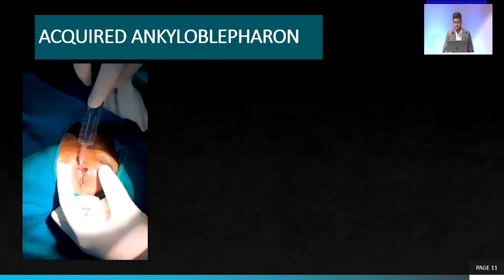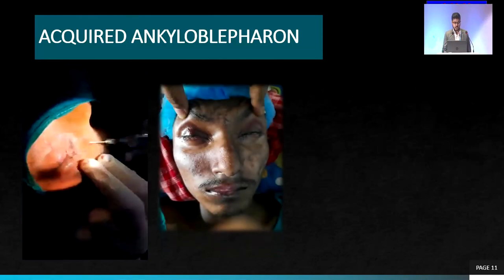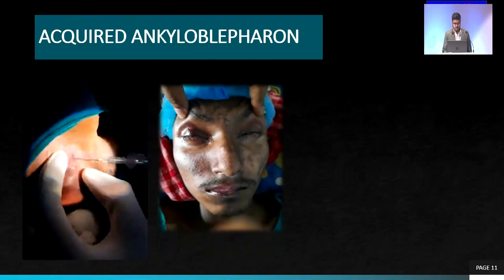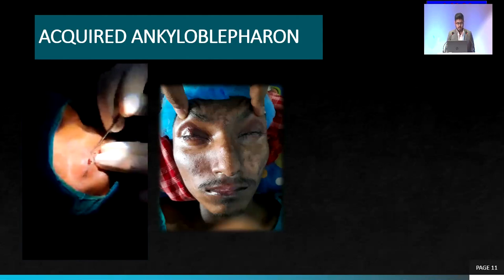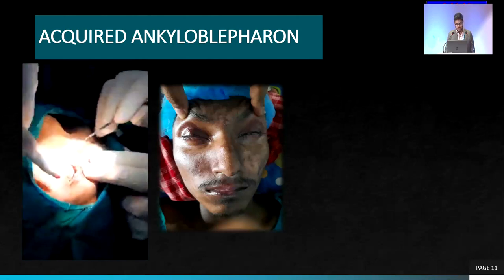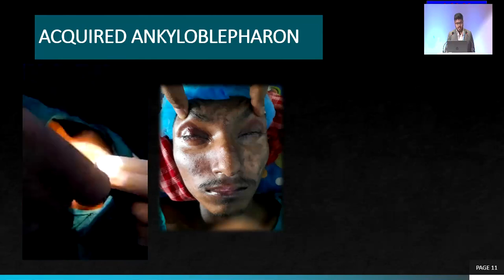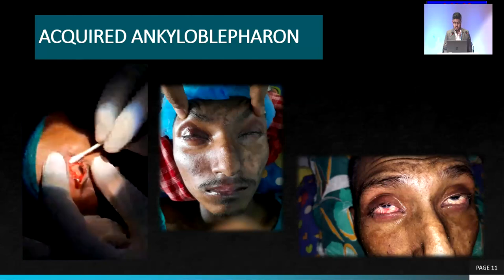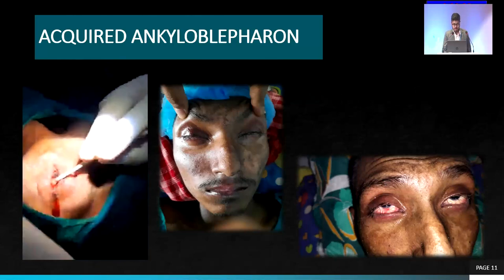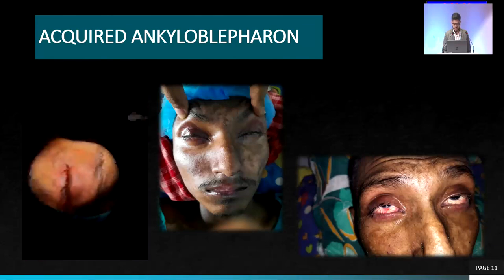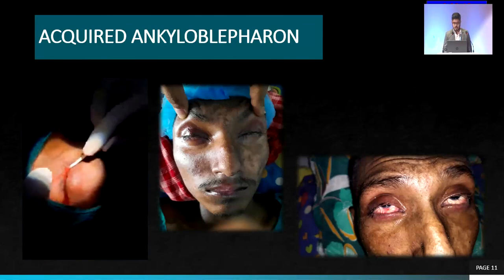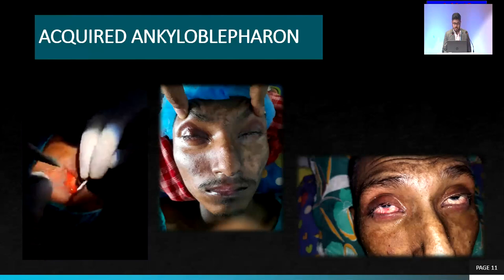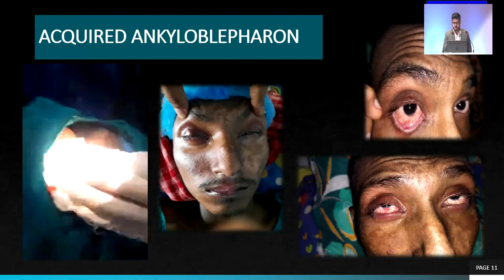The fourth and the final one is that of an acquired ankylobleph caused due to Stevens-Johnson syndrome. The patient was referred from a dermatology ward and this is his pre-operative picture. Surgically, the procedure was done where the bands were released and fornicell sweeping was done. Immediate post-operative pictures showed relief of the bands, but the patient was advised to do the same sort of sweeping with ocular ointment, which he did not follow properly, so it led to a similar band formation.